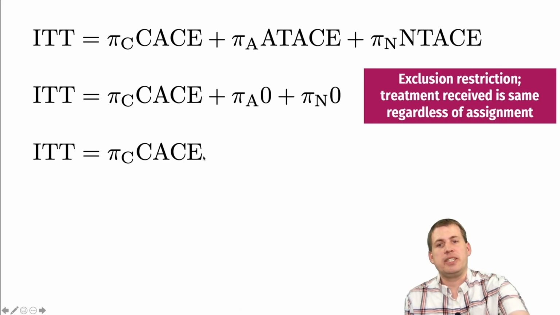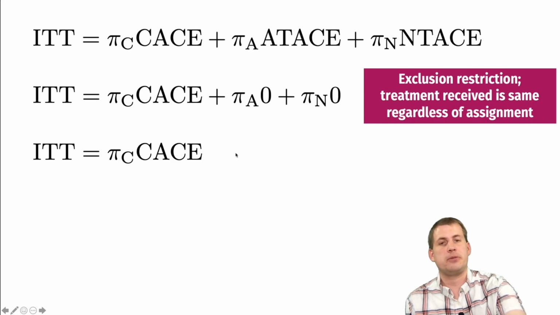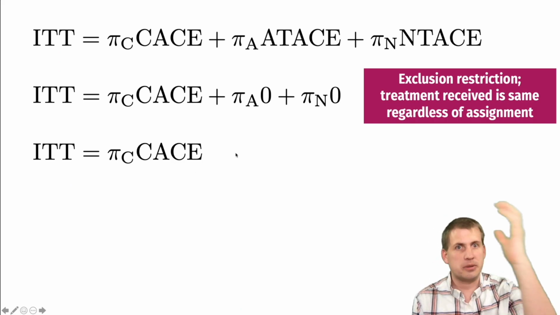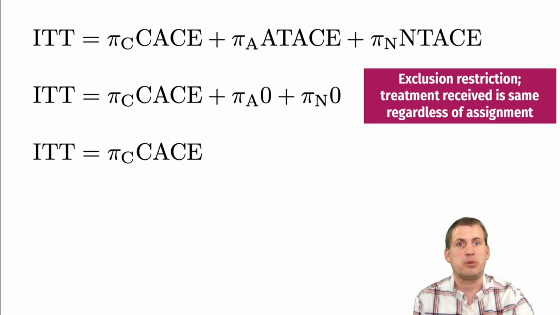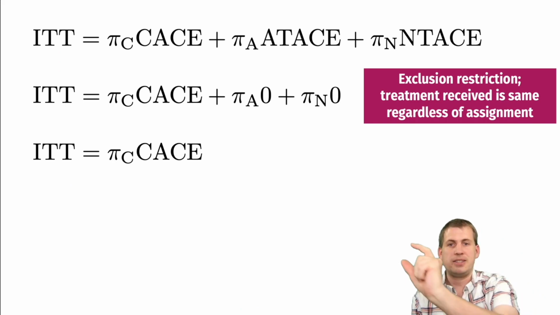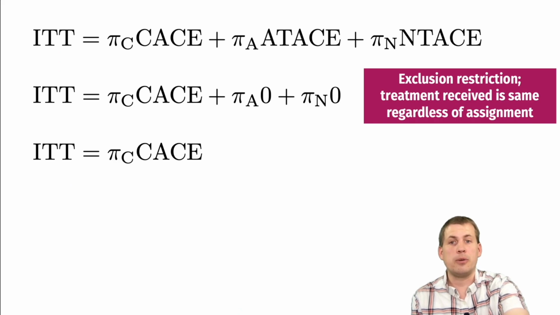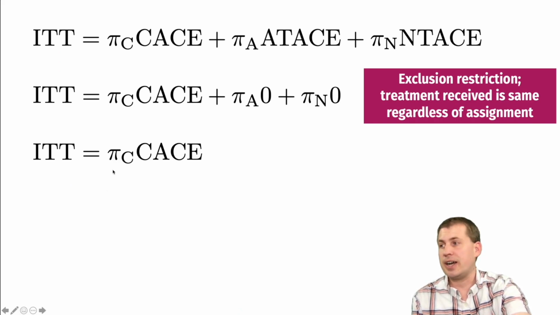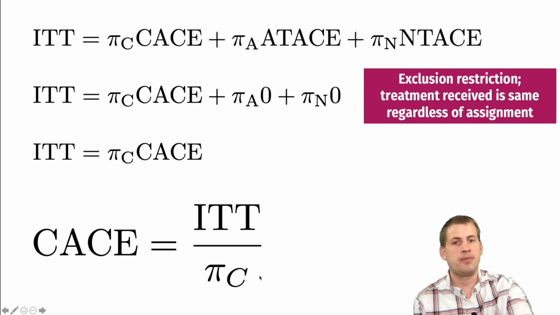If we're most interested in finding this complier average causal effect, that's the main causal effect we care about when we're doing instrumental variables or regression or randomized control trials or any of these things. We only want to see the effect of the program on people who did the program. We want to get that CACE all by itself. And that's the thing we care about. And so we can use algebra. If we divide both sides by this proportion of compliers, what we're left with is the complier average causal effect is the intent to treat effect divided by the proportion of compliers in society.